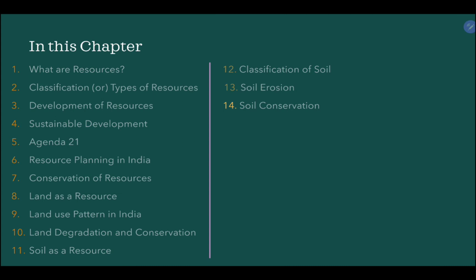So in this chapter, we are going to see what resources are and the types of resources, maybe in the first video, and then how the resources are developed, what sustainable development is, and regarding sustainable development, what agenda has been taken, that is Agenda 21, and how resource planning is going on in India, how to conserve the resource, how land is used as a resource, and what the land use pattern in India is, and land degradation and conservation in video 2.